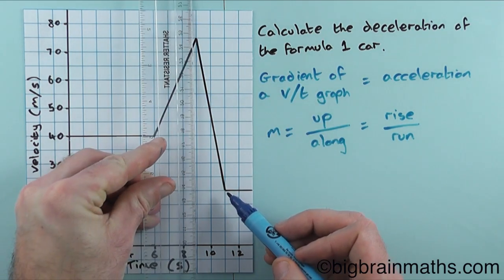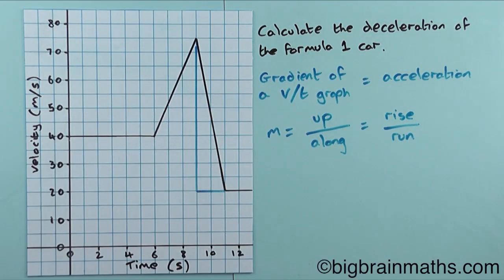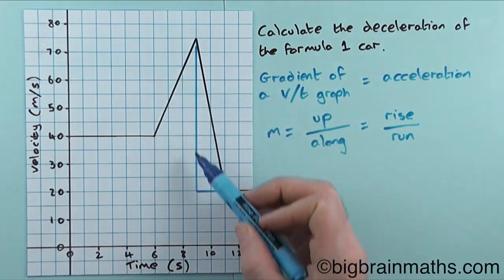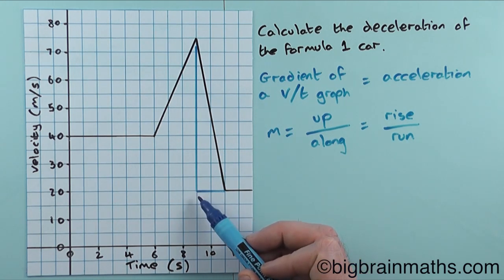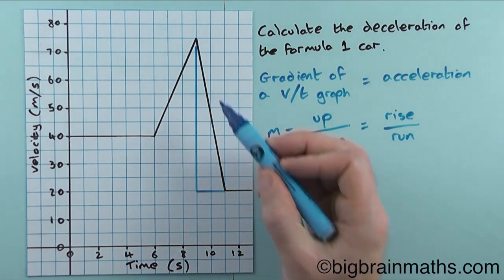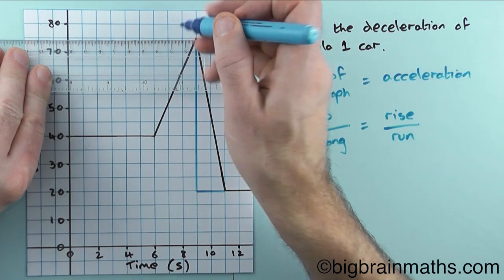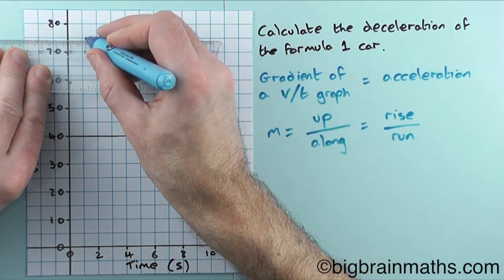So I take my ruler and I draw a triangle between these 2 points. And now we need to work out the up distance and the along distance of this triangle. To do that, we need to read off some values from the graph. Now remember, to read off values from the graph, we always need to draw a dotted line on our graph using a pen and a ruler. So I go to the start of this line here and I use my ruler to draw a dotted line across until I get to the y-axis.